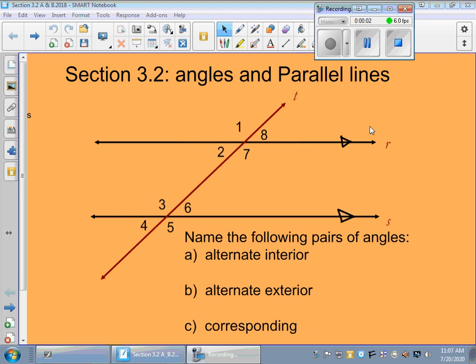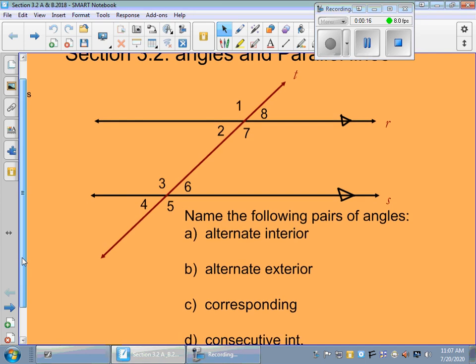All right, here we go to section 3.2, angles and parallel lines. So now we're going to take those definitions that we just worked with in section 3.1 and apply them a little bit here. The first thing, let's review those definitions that we talked about.